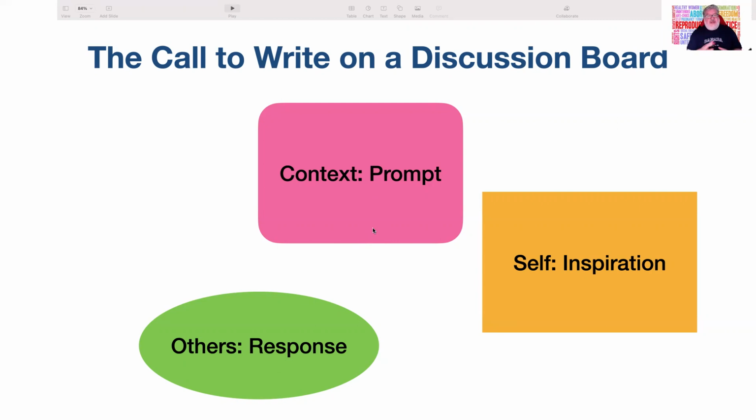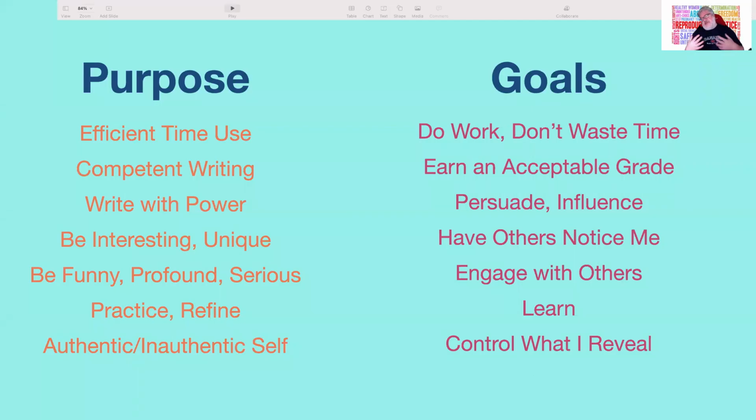The point of this is that there are multiple calls to write in almost every situation. You are being called to this moment of writing by multiple things that are grabbing your attention. And that also goes for the reading. When you are reading somebody, they have multiple reasons for writing and multiple calls to write. And figuring those out can make your reading experience much more fulfilling.